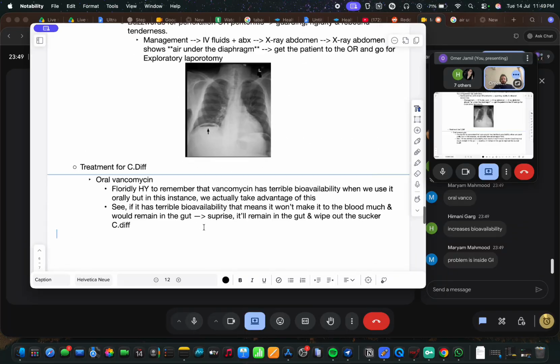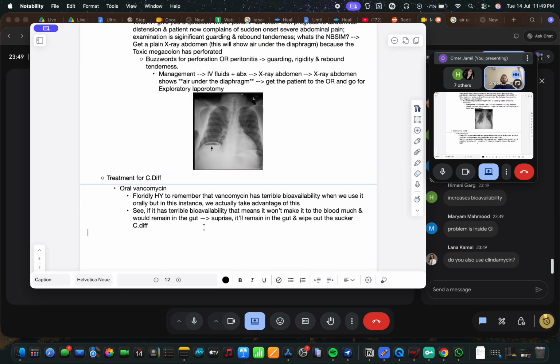The idea is that whenever we're giving a patient vancomycin, it's always going to be IV, because oral vancomycin has terrible bioavailability. Bioavailability is basically defined as the amount of the drug that actually reaches the circulation after absorption. So terrible bioavailability basically means that very little of the drug is going to the blood and more of it is staying in the GIT.